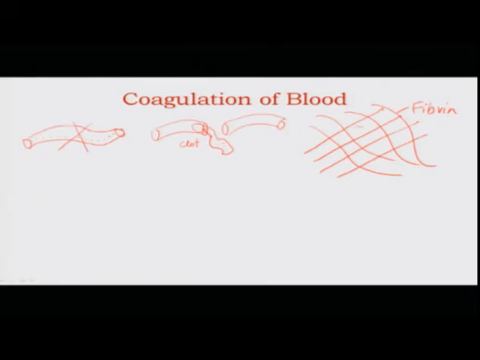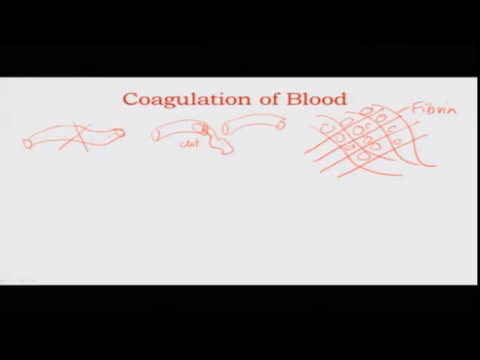And embedded in this meshwork are a whole lot of platelets and other dead and destroyed cellular components of the blood. This forms a plug, and it literally blocks the capillary that was broken, through which the blood was flowing out, and now there is no loss of blood. Now, how does this process actually take place?